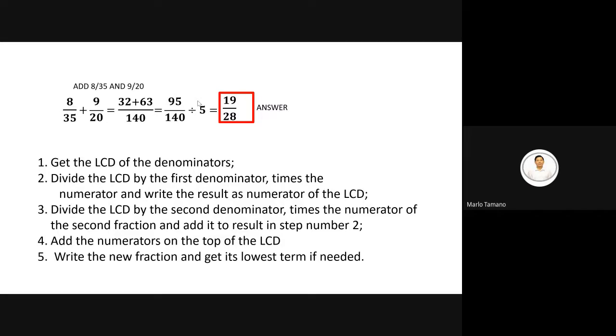What is next? Number 5. Write the new fraction and get its lowest term if needed. Alright, so write the new fraction and get its lowest term if needed. Yun lang po yung gagawin niyo.